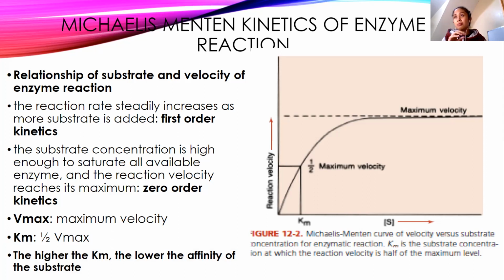Yan. So class, pag parami ng pasahero or ng substrate sa jeep, pabilis siya ng pabilis. Yan, pabilis ng pabilis. At some point, class, mapupuno na yung jeep na hindi na siya bibilis. It has reached its maximum velocity. Yan. Since sa highway naman, class, may limit ang speed natin. So your jeep class will be consistent in its speed. Yan. Hindi na siya bibilis, hindi na siya pwedeng bumilis.